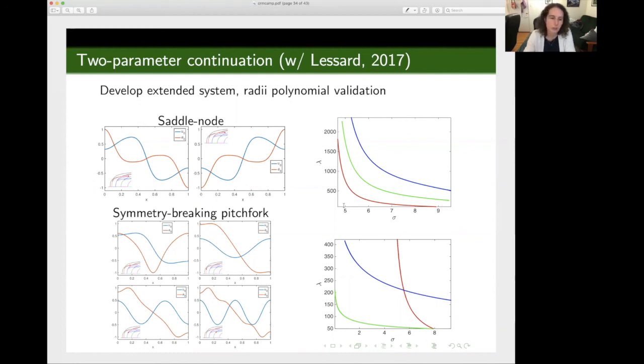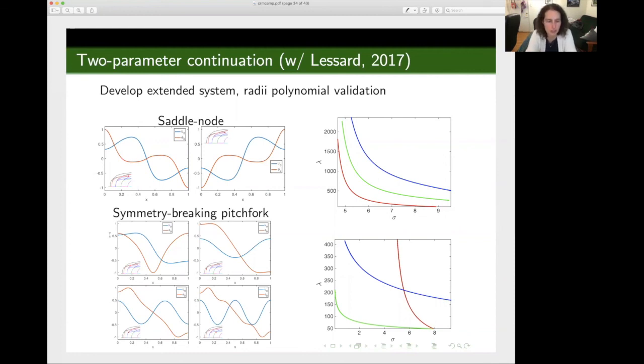One of the things we would like to do, although we haven't gone further with this, is that there appear to be some sort of scaling properties of these saddle node bifurcations that would be nice to be able to say something rigorous about. So in the case of symmetry breaking pitchforks, I just want to make a quick comment. You see 4 solutions and 3 curves. And there's a reason for that.